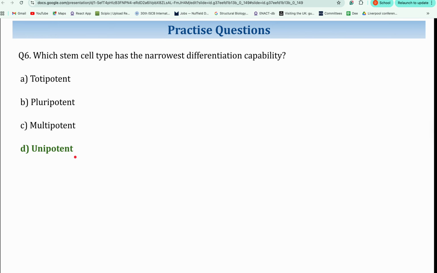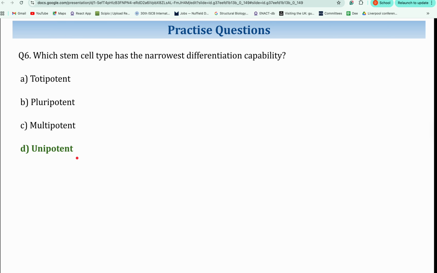Then comes unipotent. Sometimes they're also referred to as nullipotent. That means they cannot further give rise to any other cell types, they are just within themselves only. We can also say that these produce only one specific type of cell, but they still have the ability to self-renew. That means they can divide and make more of themselves.